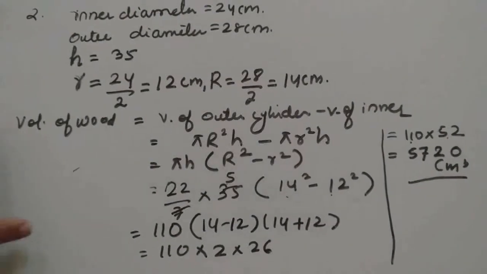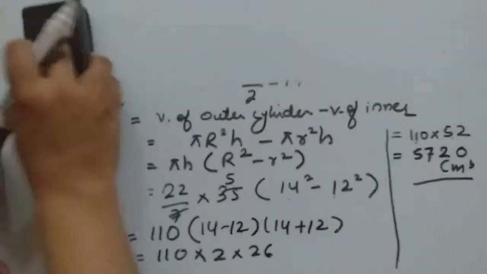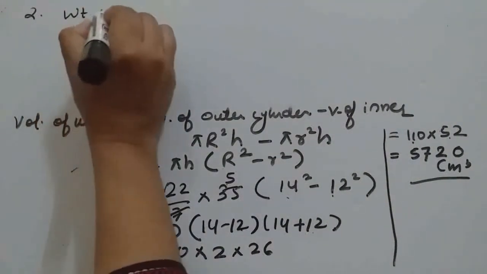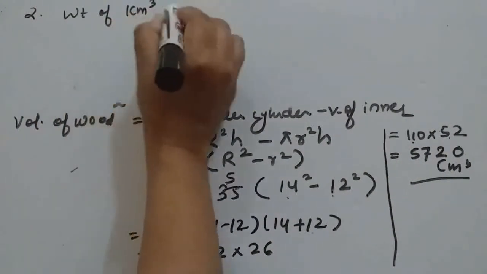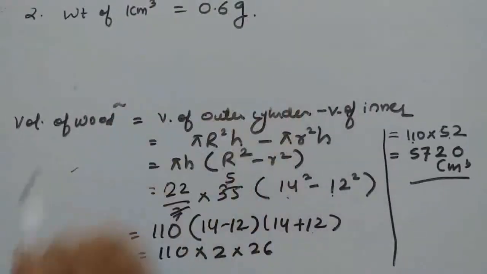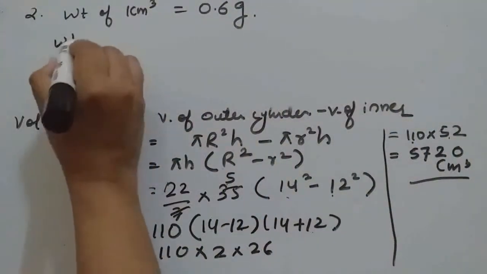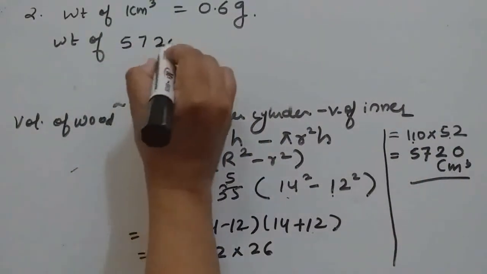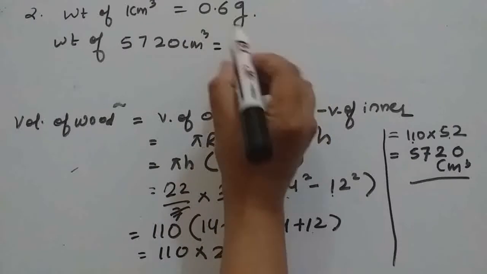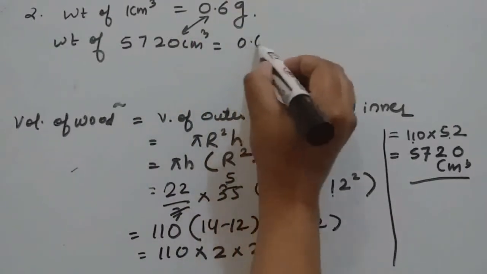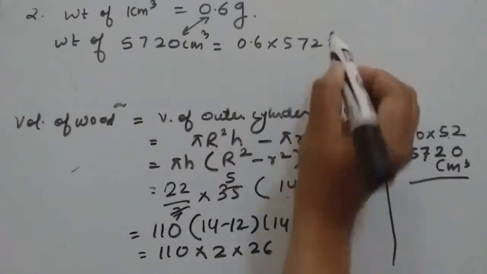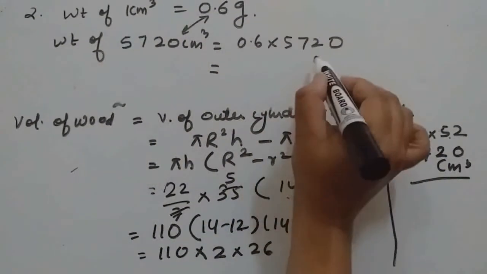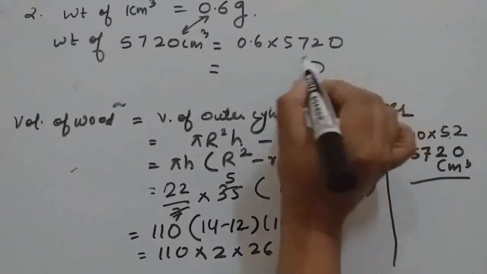Now the next part. For the next part, it is given that the weight of 1 centimeter cube is 0.6. Okay, so the weight of this much centimeter cube will be this. We should multiply, isn't it? 0.6 into 5720. So first we'll multiply with 6. So we will get 600, 6 2s are 12.